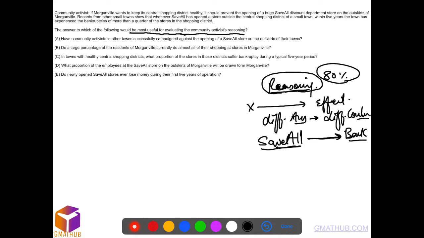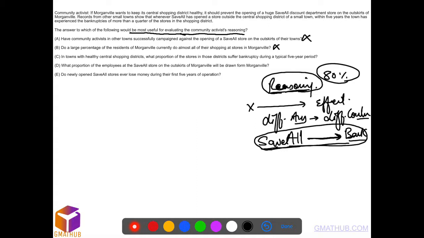So if you see the first option, have community activists in other towns successfully campaigned against the opening of a Save All store in the outskirts of the towns? So the activists campaigning against Save All stores, does it affect the reasoning? No, not really. It has nothing to do with the reasoning. Do a large percentage of the residents of Morganville currently do almost all of their shopping? Again, does it impact the reasoning? Not really.